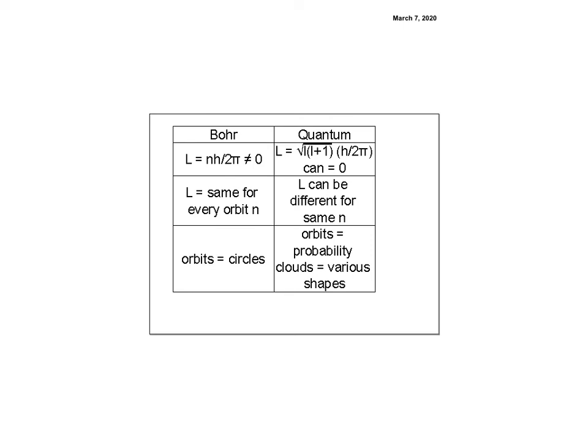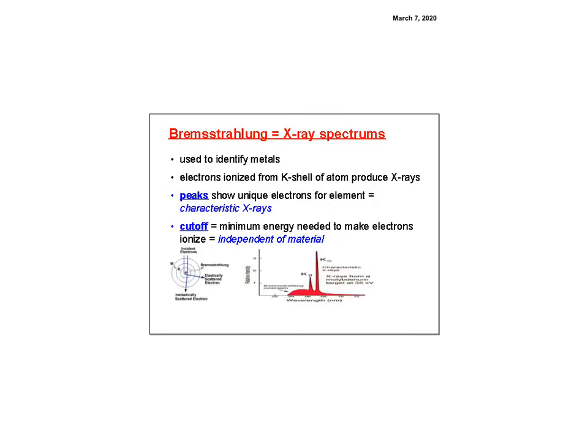So here's comparing Bohr versus quantum. We said that Bohr is dependent upon n for its angular momentum, and quantum is dependent upon L. For Bohr, if you're in the nth orbit, L is the same, but in quantum, L can be different for different n's because it depends on L. Yeah, I know, L, but that's angular momentum. That's the L for the orbital. And the orbits are circles, looks like a solar system, while in quantum there's probability in all different types of shapes.